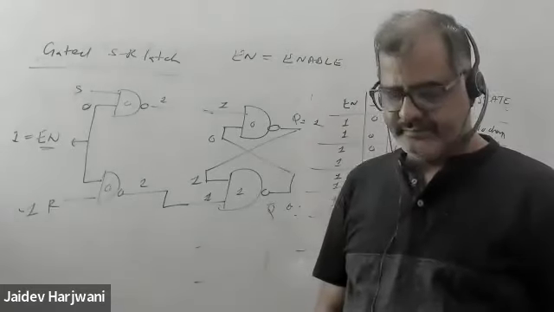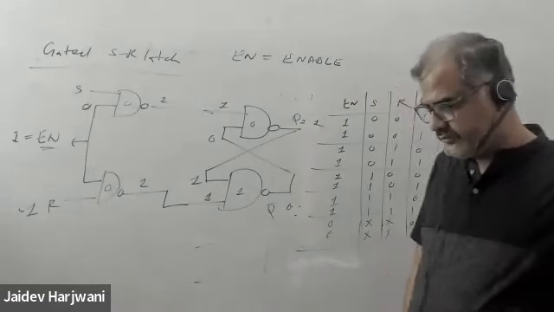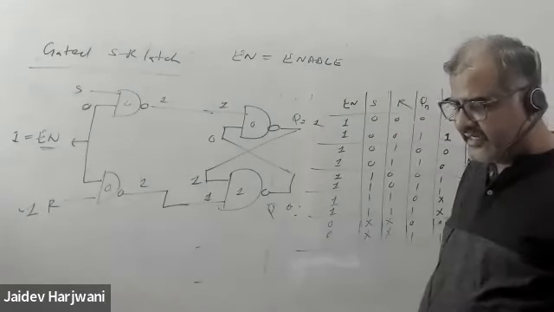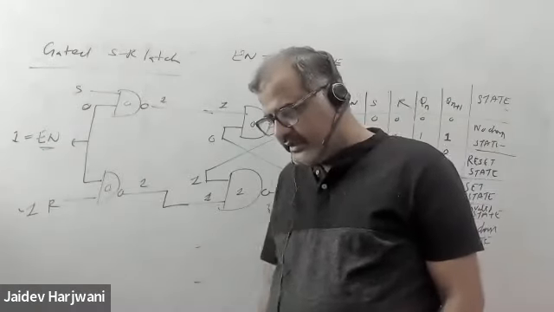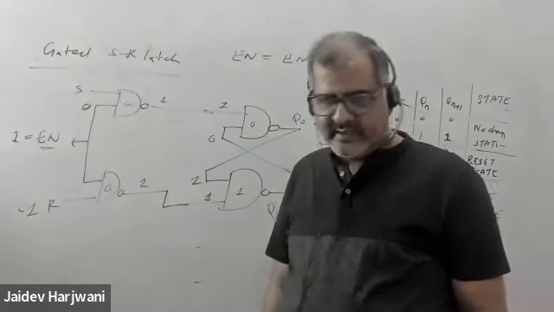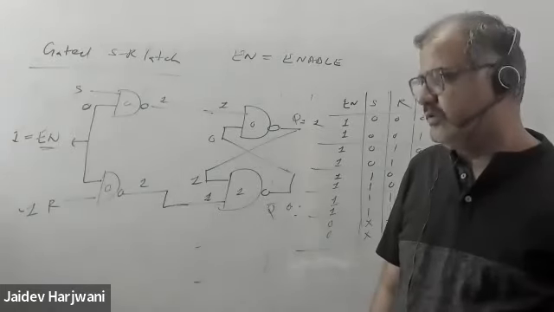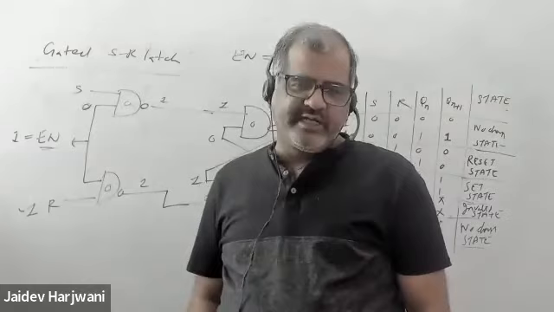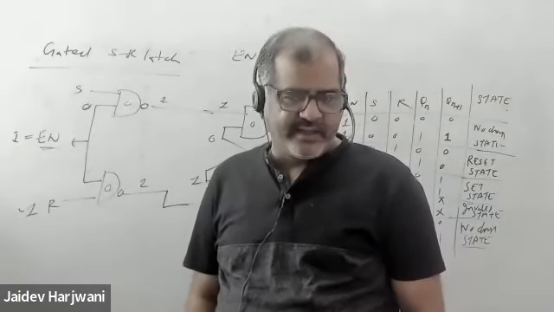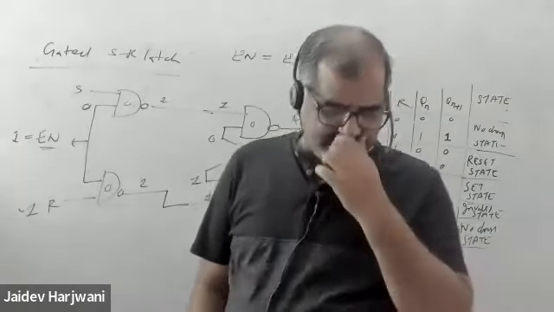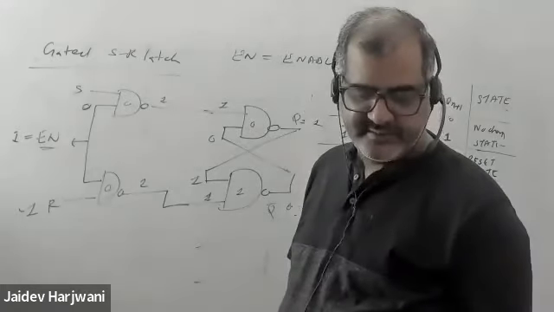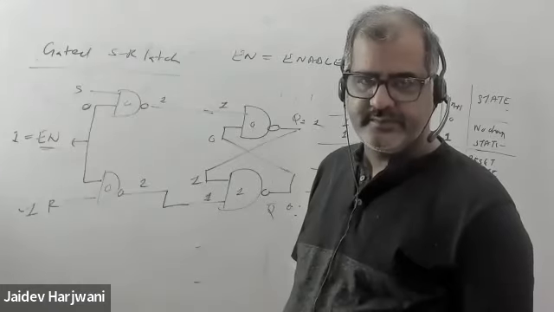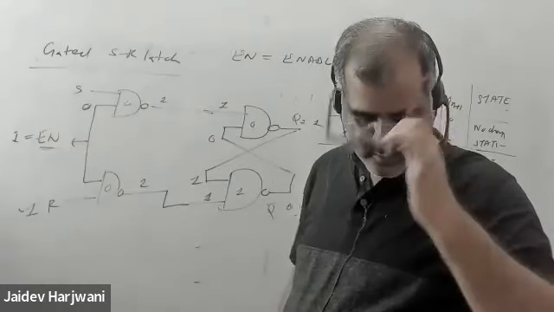Sir, you have told that 1 0 is always set state and 0 1 is reset state. Yes, in SR latch. In all SR latch, gated or clocked. Okay sir, because from this we will later make D flip flop, and from this we will make JK flip flop. So 1 0 will always be fixed for you. Okay, 1 0 will be your set state. Okay, thank you. Thank you, sir.